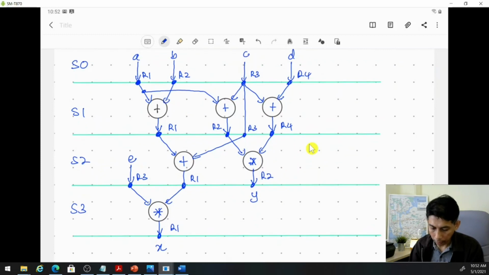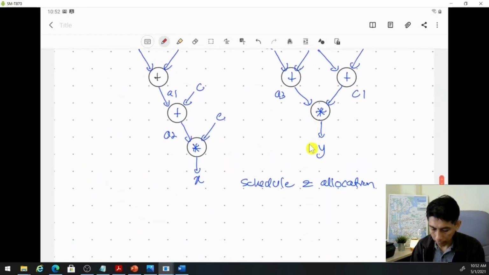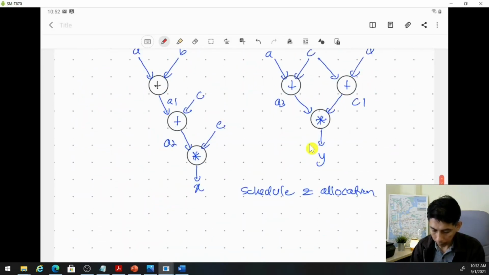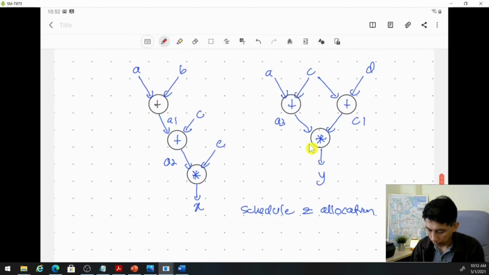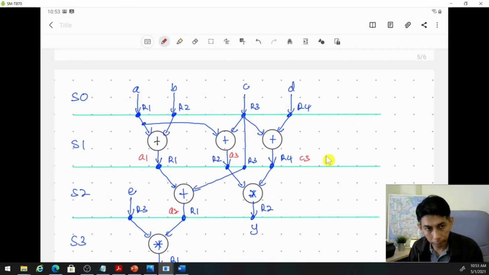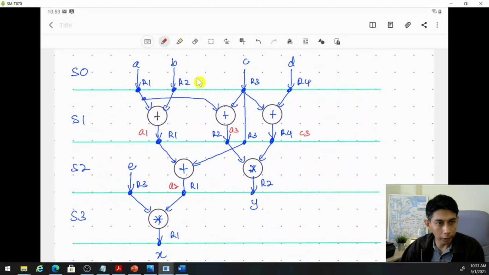Okay, so we can see that this is A1 based on this, and this is A2, and this is A3, and this is C3. So this we call the scheduling, where we can see that we schedule the operations to different cycles.